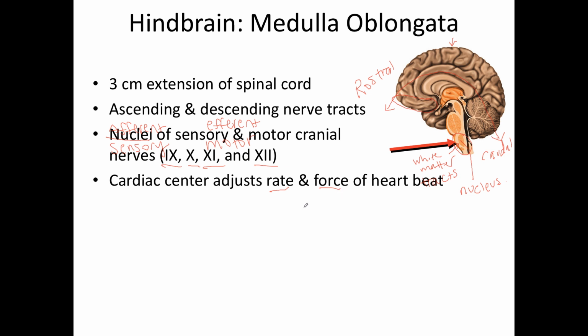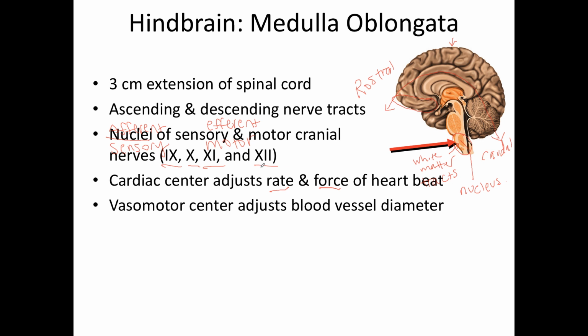so that your blood gets moving in an amount that is commensurate with your activity level. The vasomotor center adjusts blood vessel diameter. So again, if you go sprinting off down the hallway and there is this increase in heart rate and force of heartbeat, your vasomotor center may dilate your blood vessels a little bit so that blood pressure doesn't get too high.